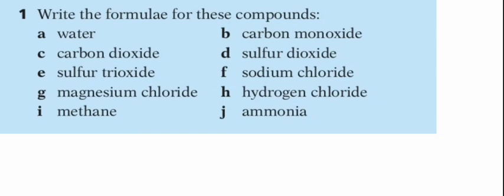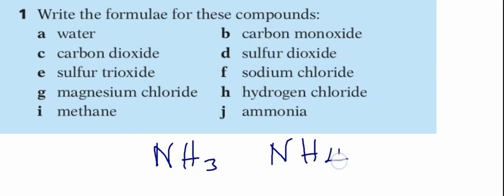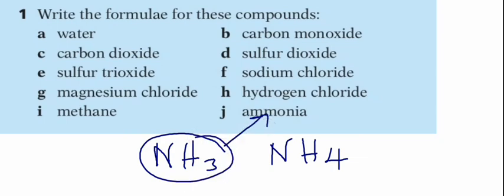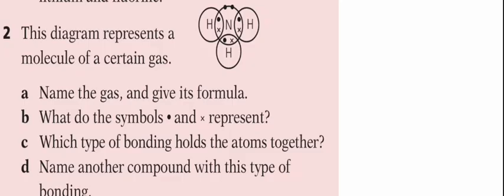Okay, so we have J, which is ammonia. For some of the compounds, you just need to know their chemical formula. There is no need to find the valences or whatever. As for ammonia, it is NH3. Then ammonium is NH4. So there is a difference between ammonia and ammonium. NH3 is ammonia. Then NH4 is ammonium. That's the difference.